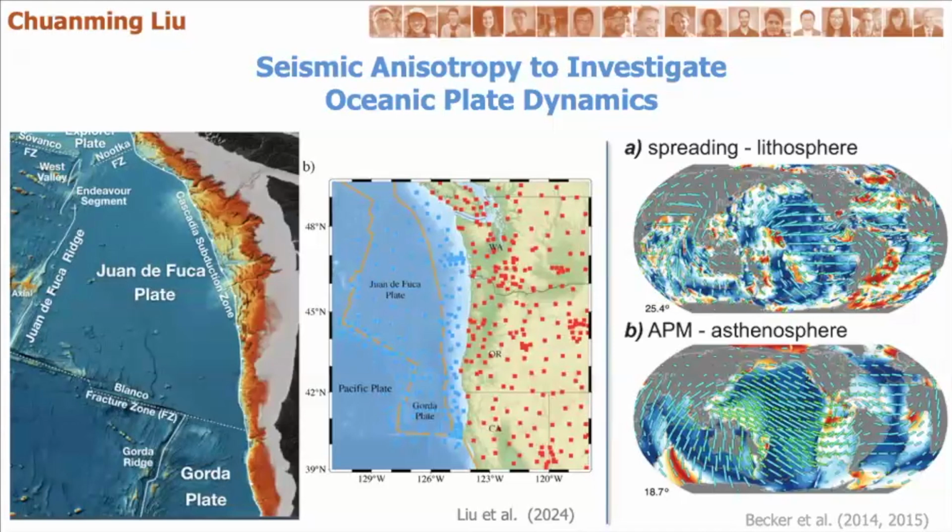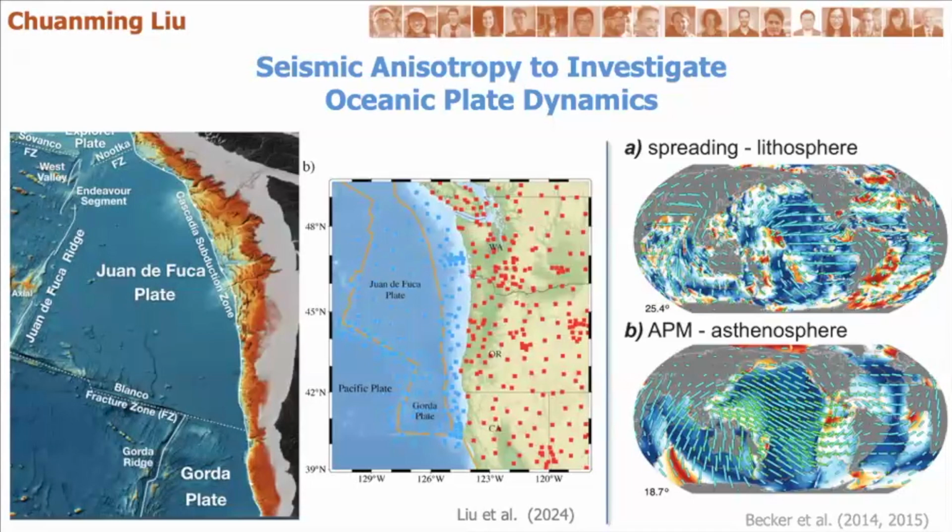Hi everyone, I'm Chuanming, a postdoc working with Thorsten Becker. I mainly use seismic imaging, focusing on seismic anisotropy as a tool to investigate subsurface dynamic processes. And here we show our results, focusing on the oceanic plate and trying to use seismic anisotropy to investigate the oceanic plate dynamics. The background here is based on the global surface wave azimuthal anisotropy tomography, and we have fast orientations shown as the blue bars.